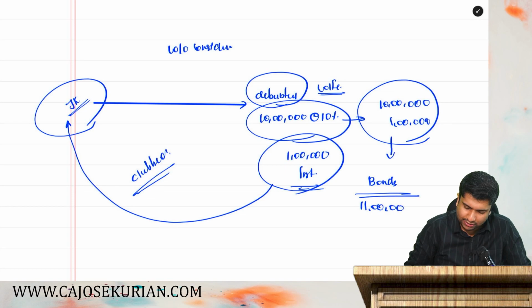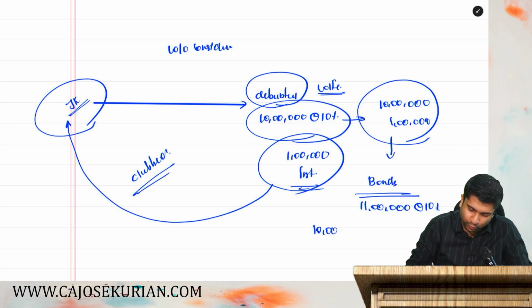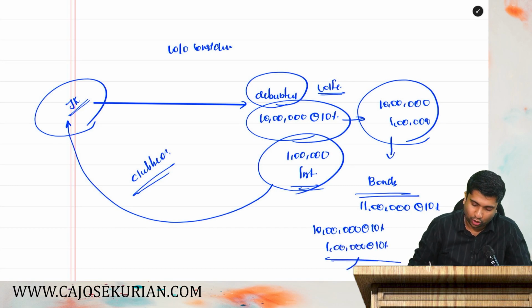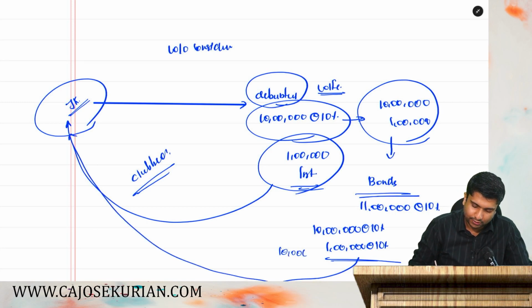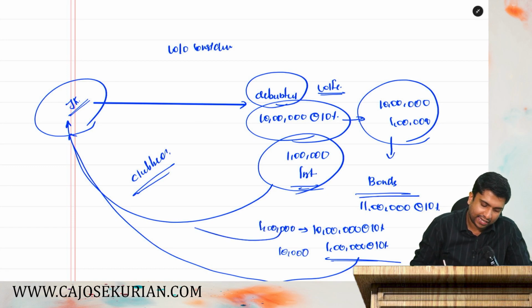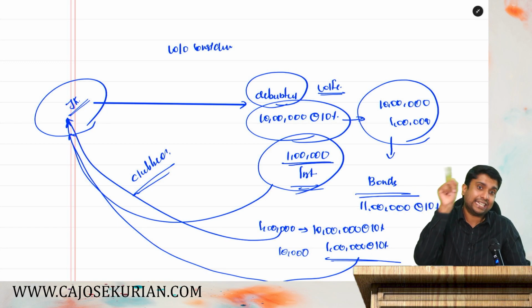So the bond's interest is at 10%. For the bond also, interest is at 10%. Then you have to split this interest into two: on 10 lakh at 10%, and on 1 lakh at 10%. This 1 lakh at 10%, that is 10,000, is not required to be clubbed in the hands of JK. This 10 lakh at 10%, that is 1 lakh, has to be clubbed in the hands of JK. Why? Because this 1 lakh is accreted income.